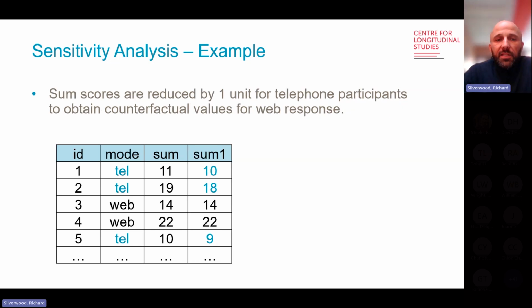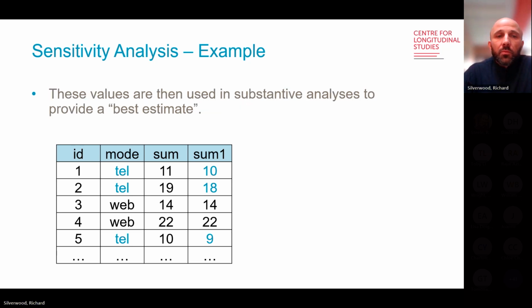So in our sensitivity analysis, we would just go from our observed sum data here to this final column of data where we're reducing by 1 unit the sum scores for telephone participants. This will give us our counterfactual values for web respondents for the value of the mode effect that we're assuming here. Then just use these values in a substantive analysis, and this would provide us with a best estimate of our chosen descriptive or analytic parameters.